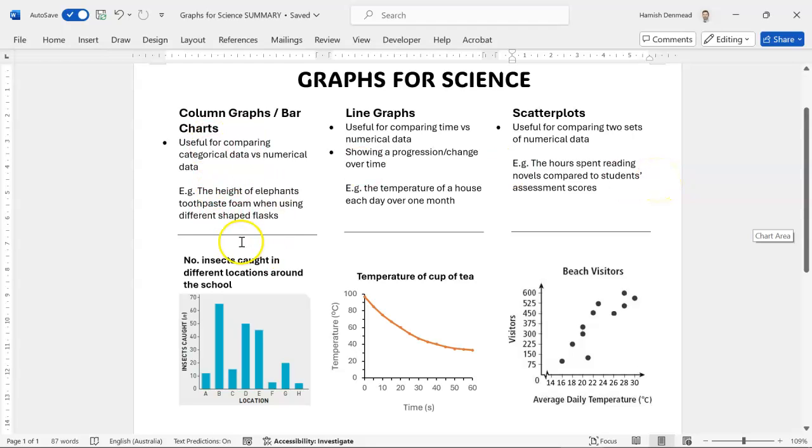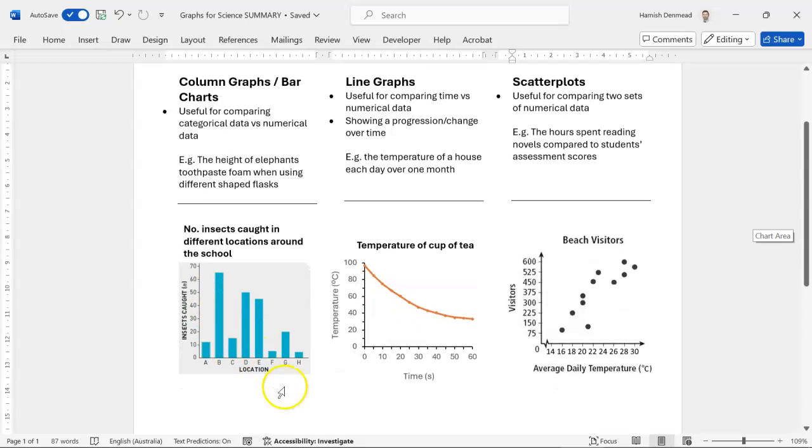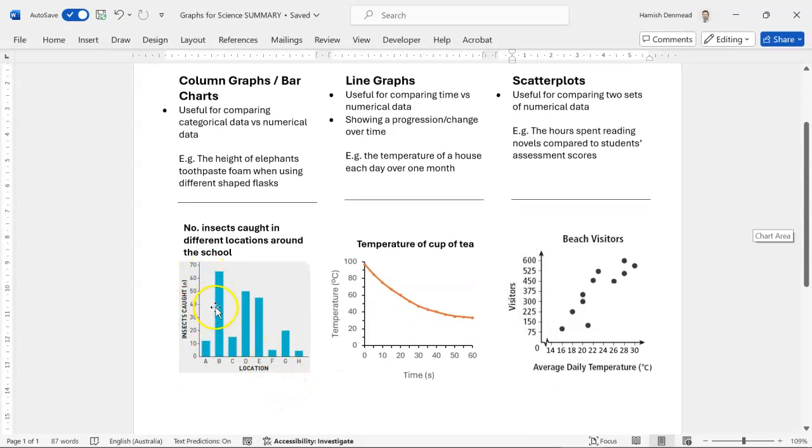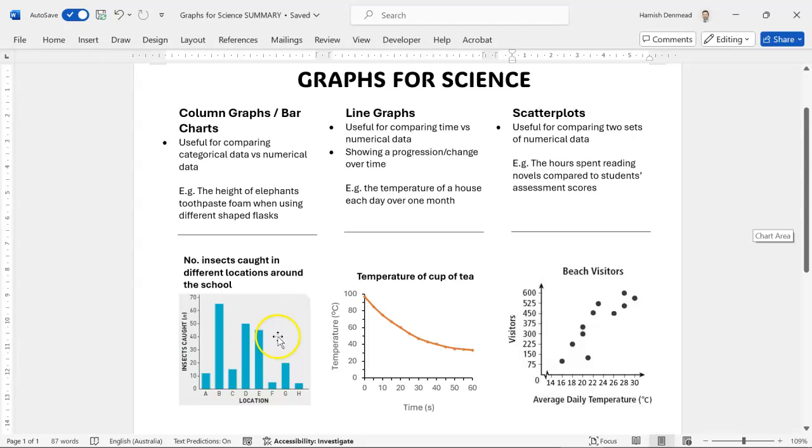The first one are simple column graphs or bar charts, depending if they're going horizontally or vertically. Horizontal are bar charts. Sorry, vertical, like this one, are column graphs. So column graphs and bar charts are useful for if you've got some categorical data in different categories compared to some numerical data which you've measured or counted.